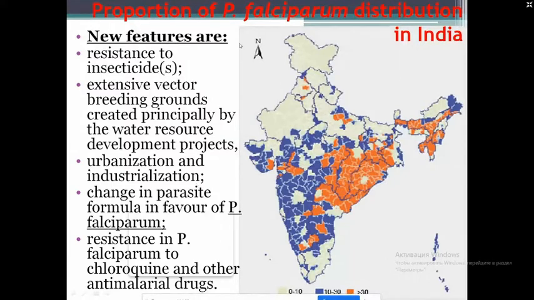New features, gestures about malaria in India. Resistant to insecticides. Intensive vector breeding grounds created principally by the water reservoir development projects. Urbanization and industrialization. Change in parasite formula in favor of Plasmodium falciparum and resistance in Plasmodium falciparum to chloroquine and other antimalarial drugs.